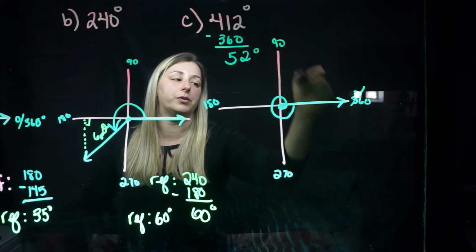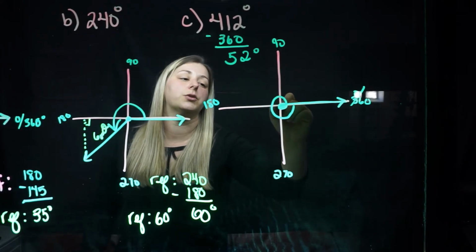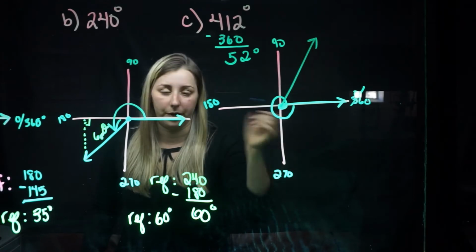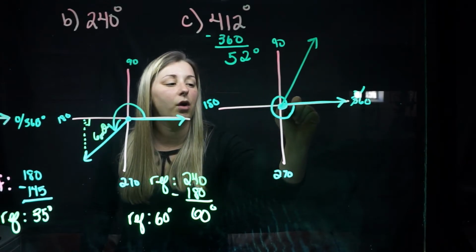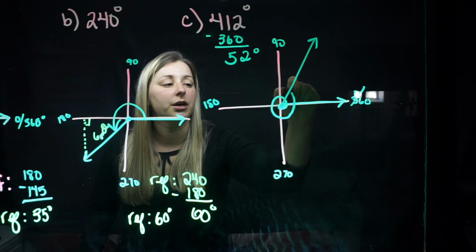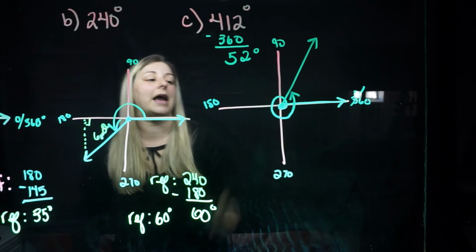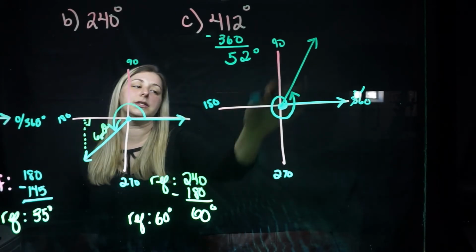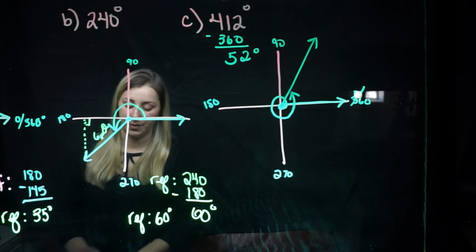So you want an additional 52 degrees. So 52 degrees we know is obviously between 0 and 90. So we're just gonna rough sketch it out. I don't know, somewhere over there, right? So I'm gonna continue my arc or my rotation to that angle, point at it with an arrow. So that would be the sketch of 412 degrees in standard position.